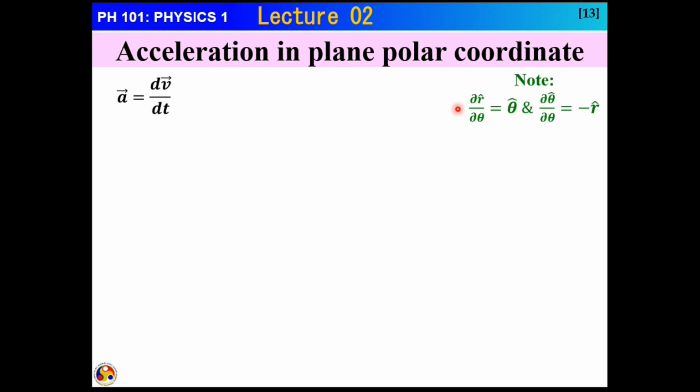Please note that del r cap by del theta is theta cap, and del theta cap by del theta is equal to minus r cap. Please remember this part, okay? Don't forget. Even if it looks very simple, when you are doing a complicated calculation, you will miss some parts and end up with a wrong result. So that's why you should know this and remember this formula.